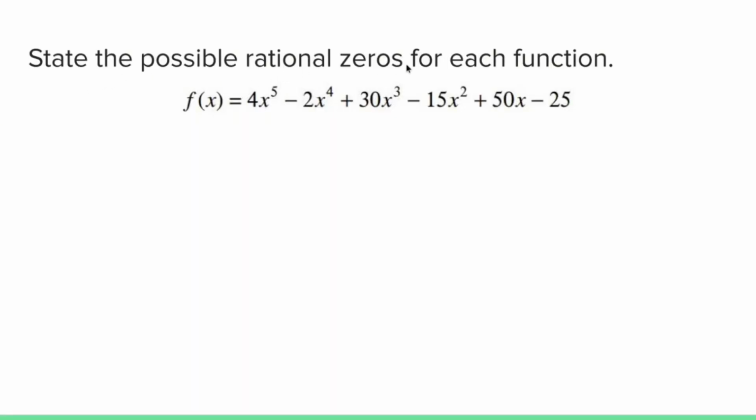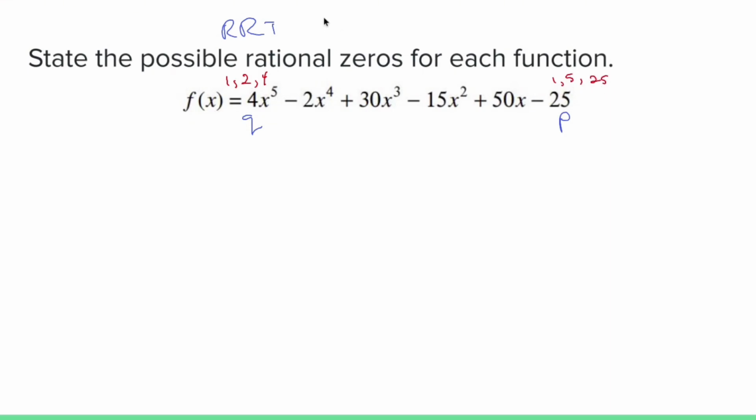State the possible rational zeros for each. This is called the rational root theorem, and it's hell. What you do is you label the last term's coefficient, which is always going to be a constant, p, and the first term's coefficient, label that q. Now you find all the factors of each of them, all the factors that make up p and q. So the factors of 4 are going to be 1, 2, and 4. The factors of 25 are going to be 1, 5, and 25.